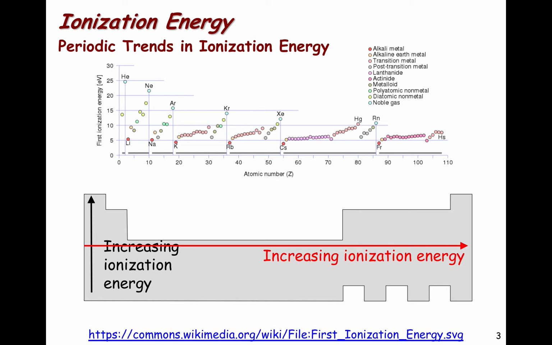Also, the glitches that are seen in, say, going from lithium to neon: if we go from beryllium to boron, you actually see a slight decrease in the ionization energy. This is a result of going from the s subshell to the p subshell. The p is always slightly higher in energy than the s, and therefore it makes it a little bit easier to ionize the boron as compared to beryllium.